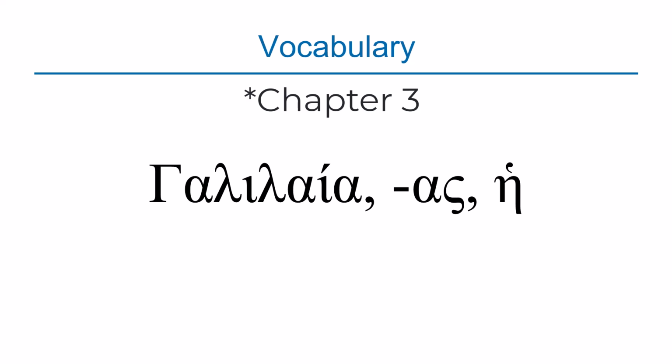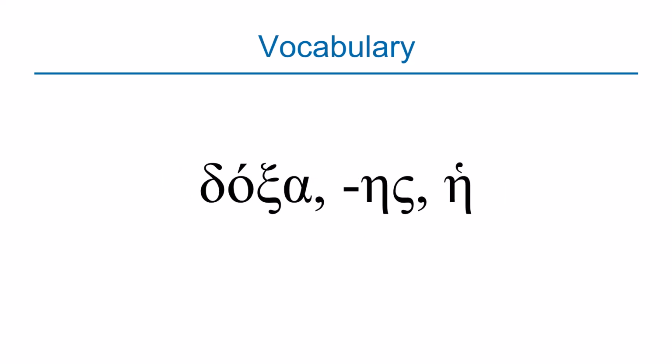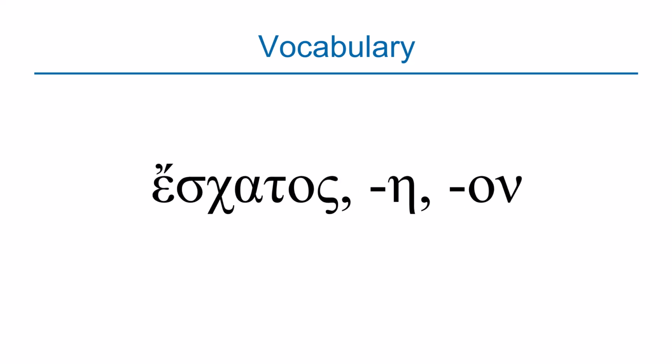Pay attention to how I'm reading the word. Our first example is Galilea. As I said previously, if you can pronounce a word, sometimes it will give you a clue on what the word might mean in English. Galilea means Galilee. Next word is doxa, where we get the English word doxology. So doxa means glory. The next word is eschatos, where we get the English word eschatology, the study of last events. So eschatos means last.